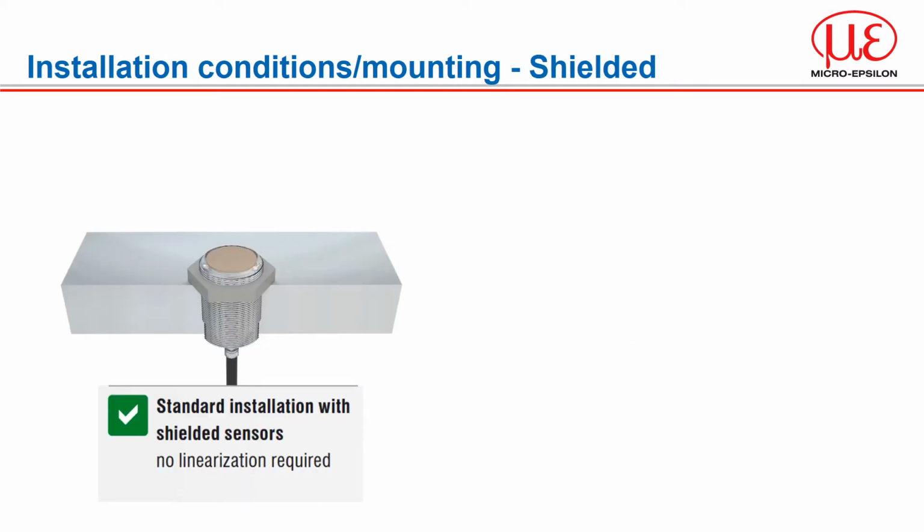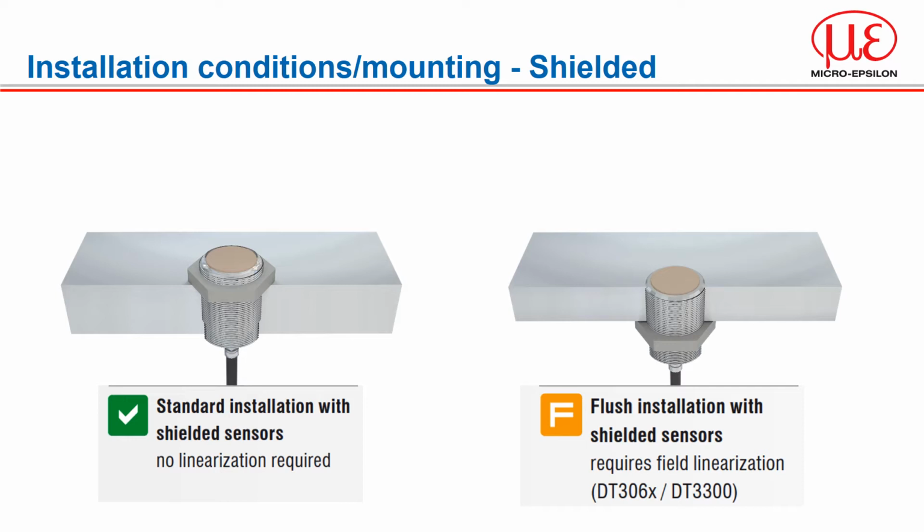For shielded sensors, as the name suggests, you are able to flush mount in metal. The factory calibration takes into account the nut position. Therefore, in a totally flush mount arrangement, we would recommend an in-field calibration for optimized measurement performance.